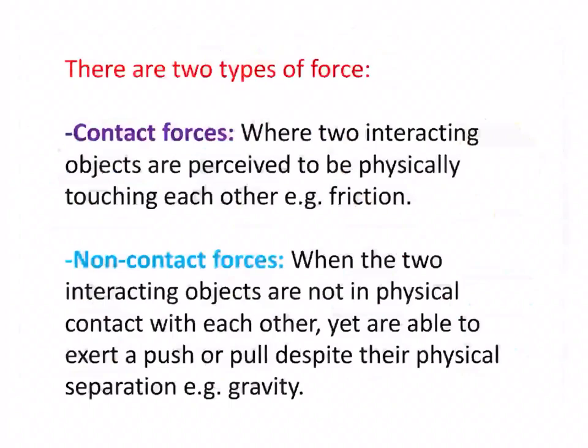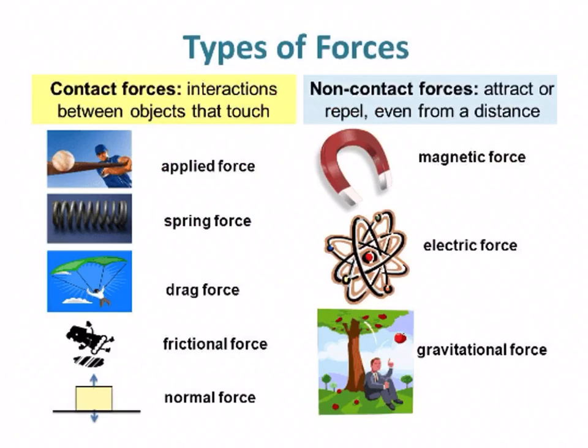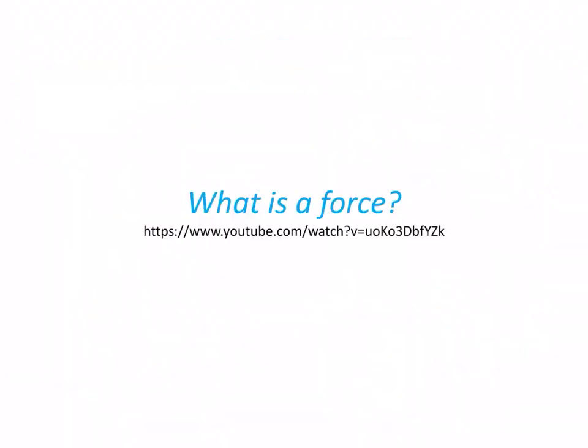So we can sort all forces into contact and non-contact. So here's some examples. So contact, you can have applied force, a spring force, drag force, friction, normal force, which is when we're talking about things being placed on the ground. And then non-contact, I've talked about already, magnets, gravitational, also electric force, are not things touching each other directly physically. I hope that makes sense.